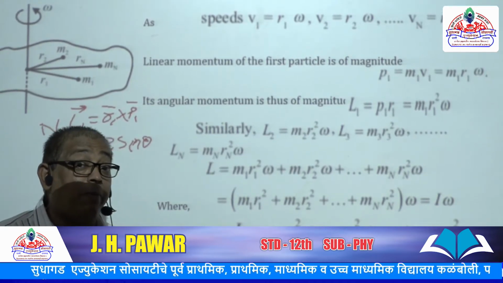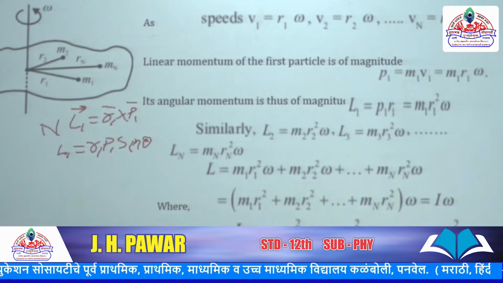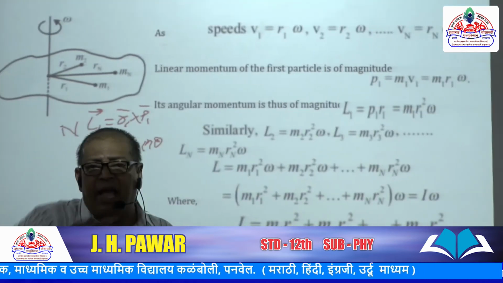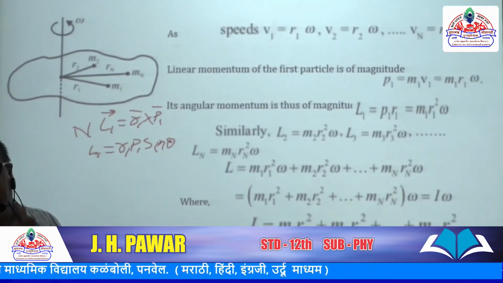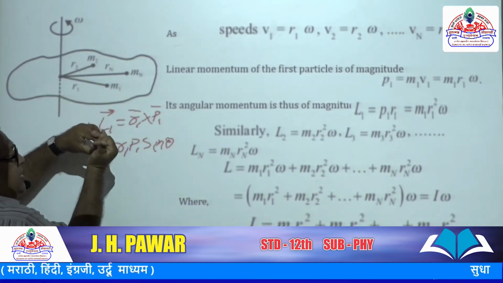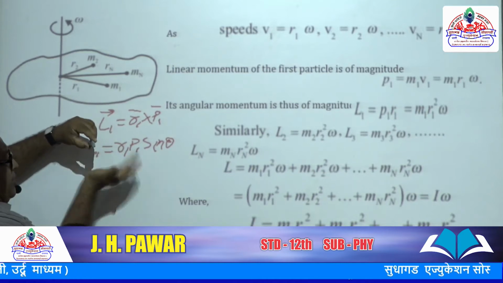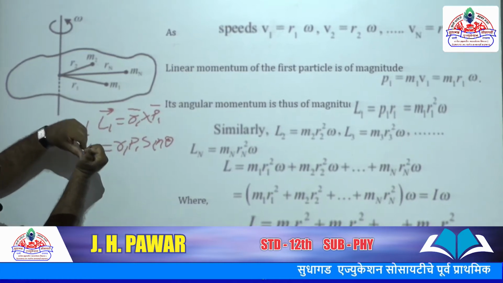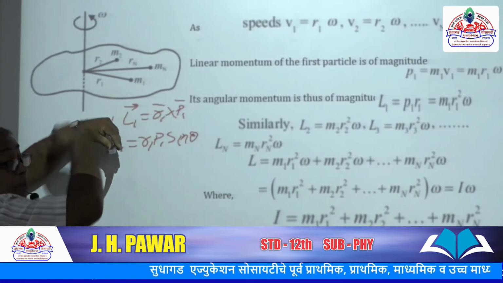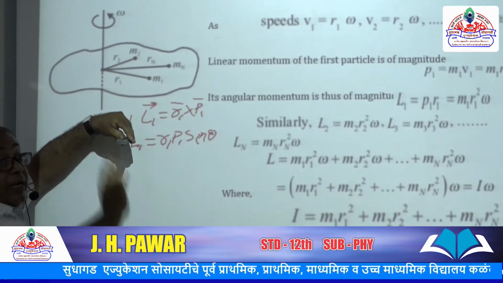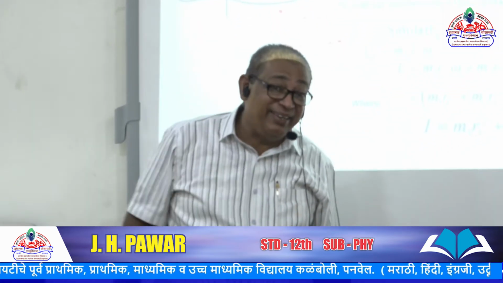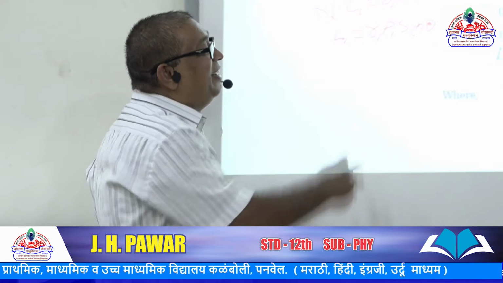Then the question arises: what is the direction of this angular momentum of all particles? The directions of angular momentum of all particles are the same, given by the right hand rule. When this body is rotating anti-clockwise, hold the axis of rotation in your hand with four fingers curled and the thumb stretched. The curled fingers denote the direction of angular momentum of all particles. All the particles rotate in the same direction. You can note it.